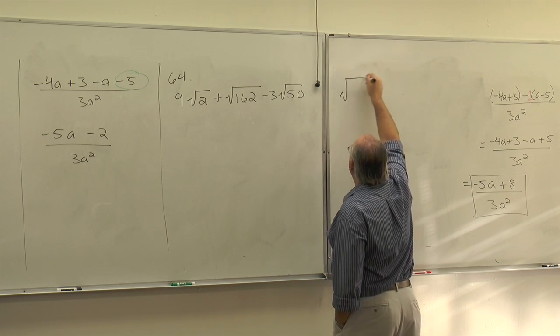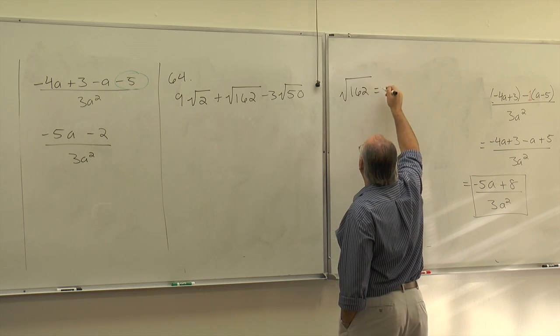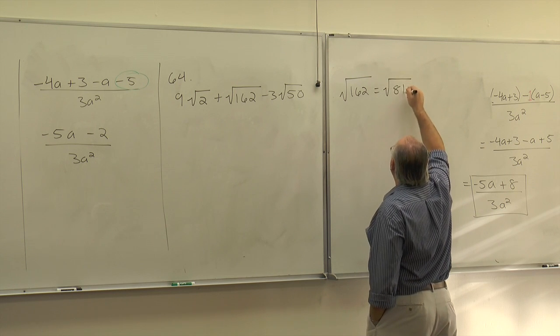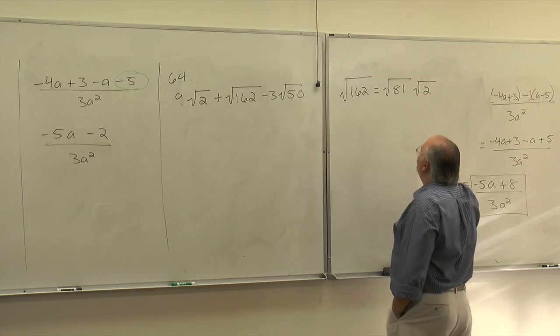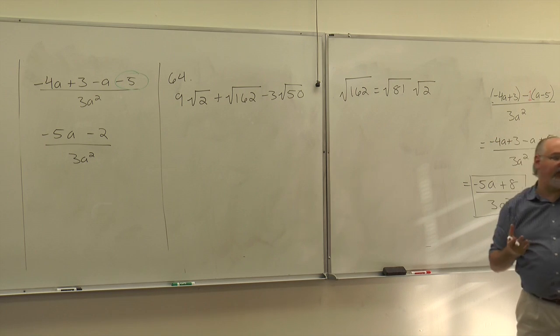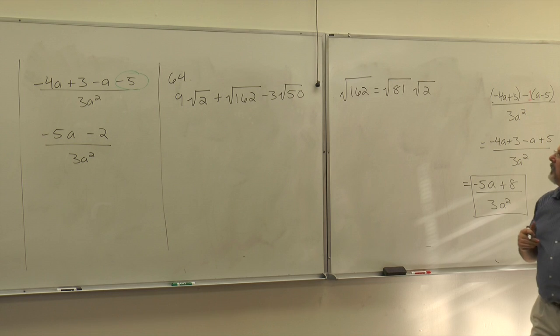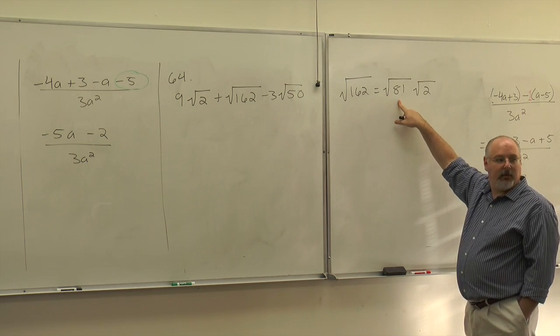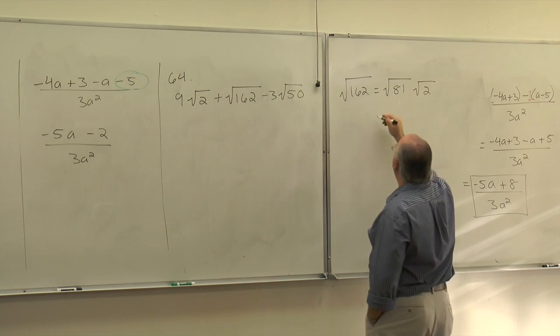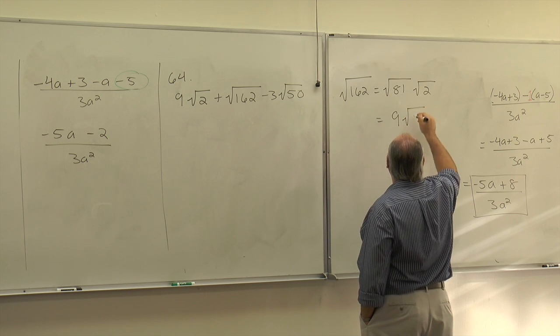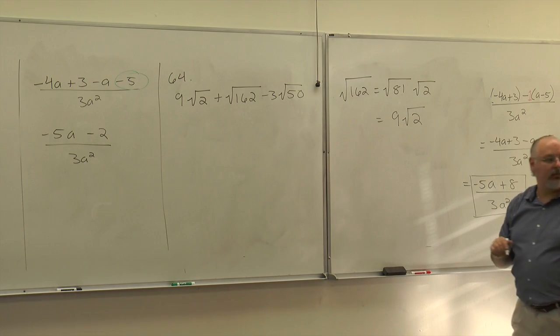So the square root of 162 factors to 81 and 2. Now if you don't see that, then you may have to do a factor tree and get all your prime factors. Well, what's the square root of 81? 9. So this becomes 9 times the square root of 2.